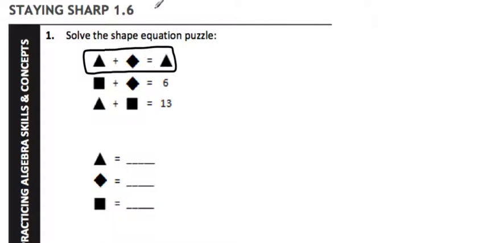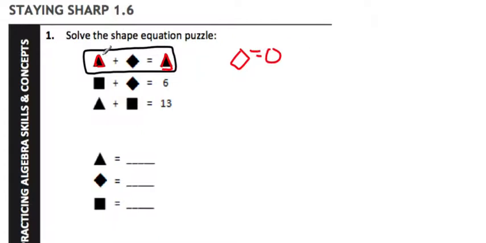Now here's the reason equation 1 is going to be my entry point. Check this out. Triangle plus something is triangle. Well, if triangle is a number, what's the only number I could add to something and get itself? Tick-tock, tick-tock. That's got to be 0. So diamond, it's got to equal 0. It has to.